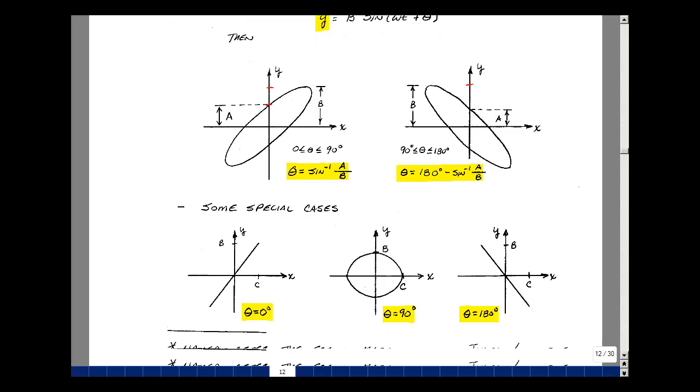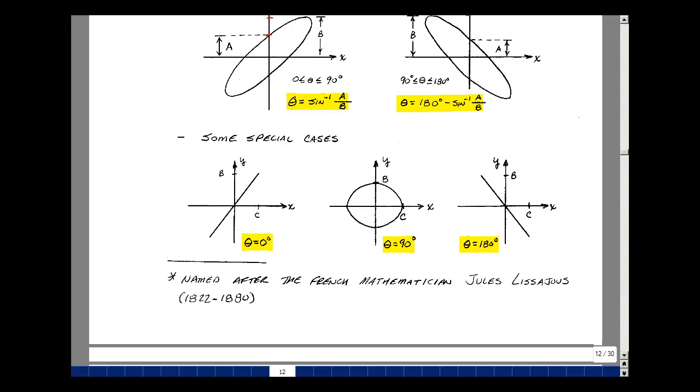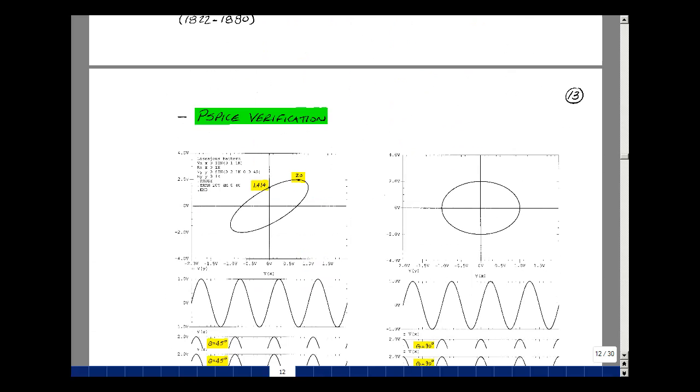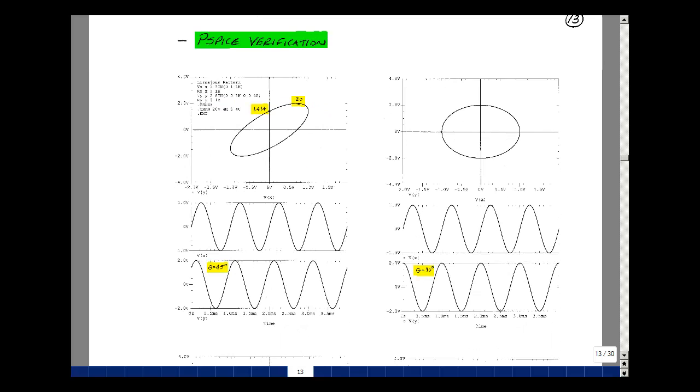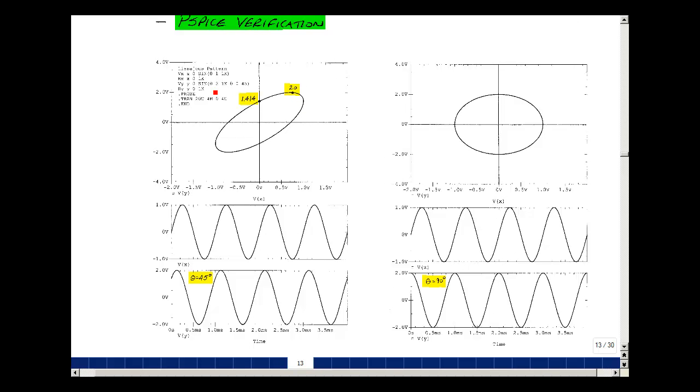I thought I'd just run some SPICE simulation to show you that it works with just some known values of sine waves and phase shifts. Let me zoom on this so you can see it a little bit better. So here's my SPICE file. What I'm doing is I'm creating a sine wave with a phase shift of 45 degrees.